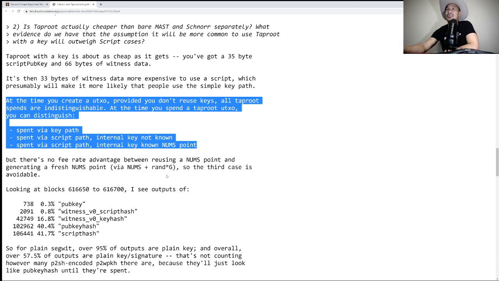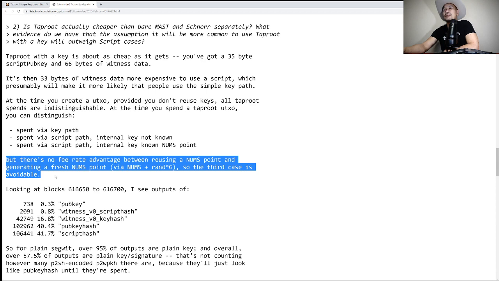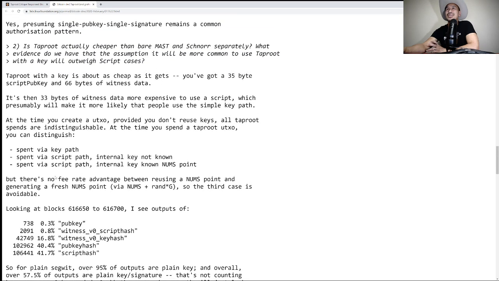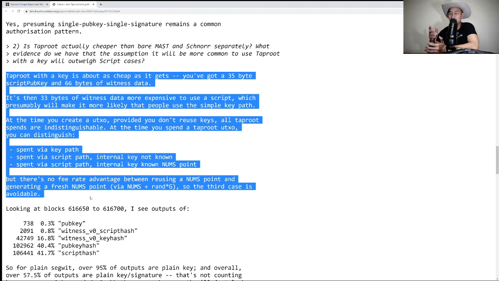At the time you spend a Taproot UTXO, you can distinguish spent via key path, spent via script path with internal key not known, and spent via script path with internal key known, a known nums point. But there's no fee rate advantage between reusing a nums point and generating a fresh nums point via nums plus rng. So the third case is avoidable. So what he's talking about here is that we do know that Taproot is, first of all, really cheap is the point in this paragraph here. Single key becomes super cheap because you don't have to reveal anything.